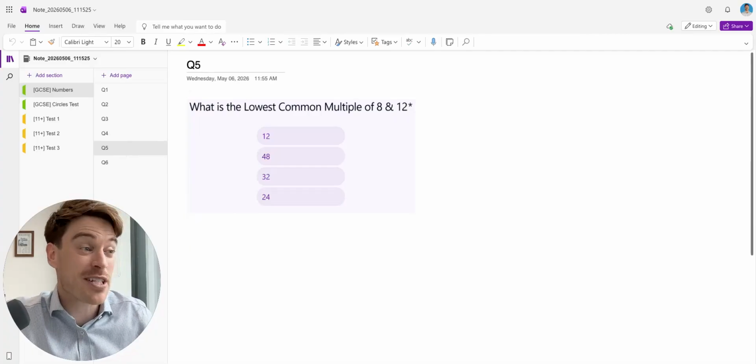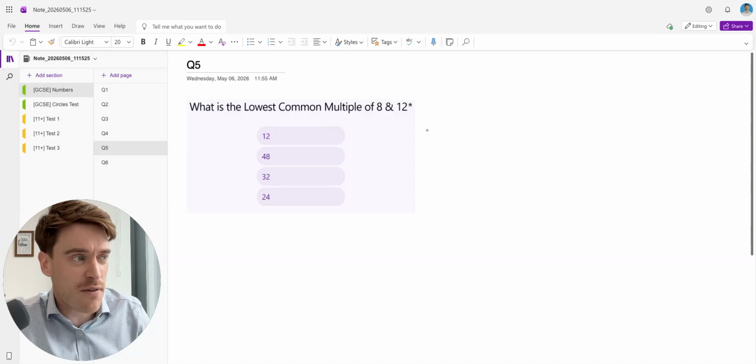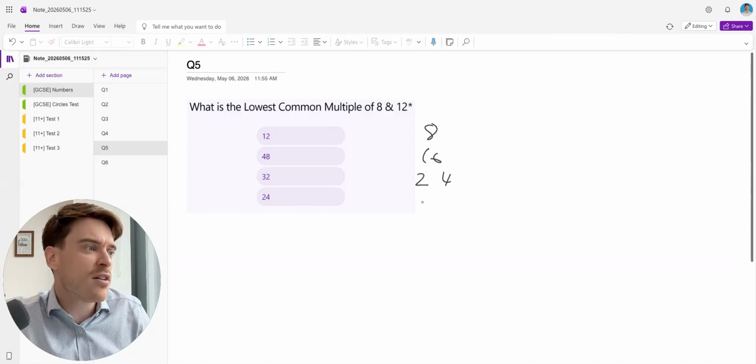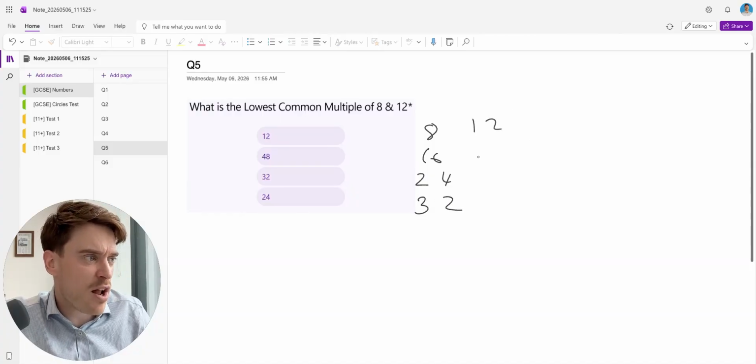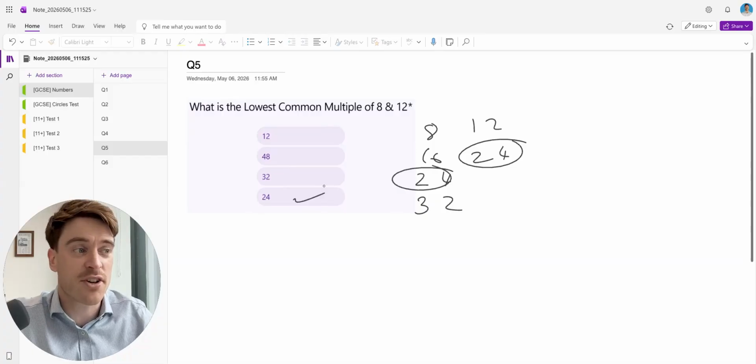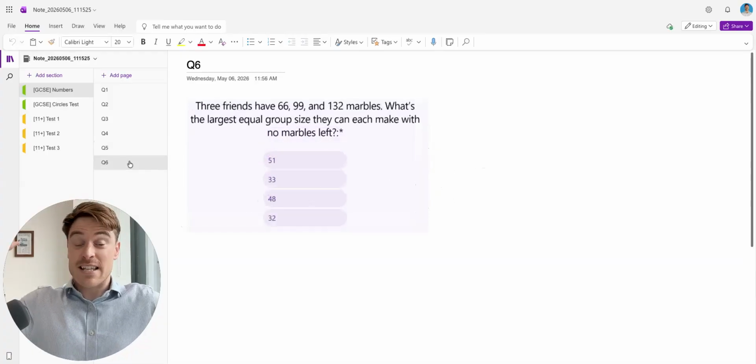Keep telling you. What's the lowest common multiple of 8 and 12? 8 and 12. Okay. If I was you, I'd do it like this. 8, 16, 24, 32. And then I would keep going for the 12s. 12, 24. Oh, wow. We got one. Answer, lowest common multiple.